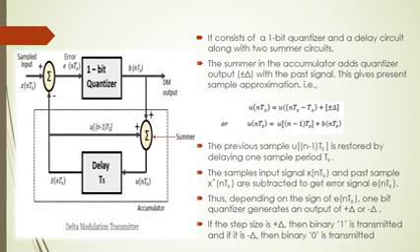The sampled input signal and the staircase approximated signal are subtracted to get the error signal. Thus, depending on the sign of the error signal, the 1-bit quantizer generates an output of plus delta or minus delta. If the step size is plus delta, then binary 1 is transmitted, and if it is minus delta, then binary 0 is transmitted.